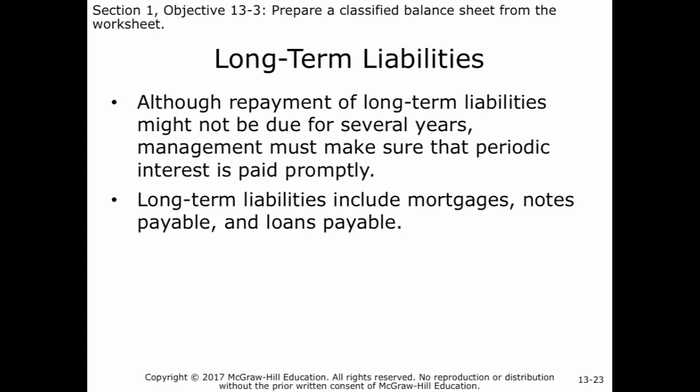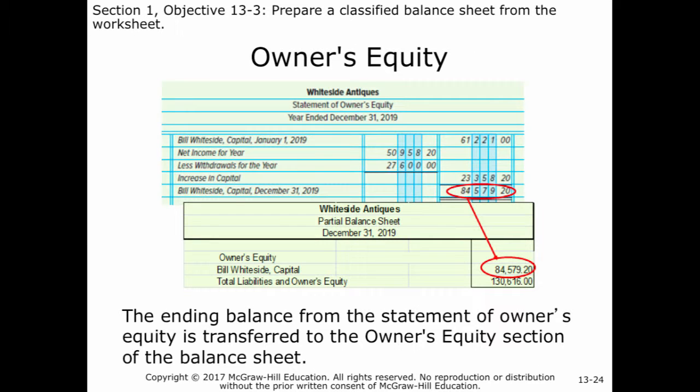Now, after current liabilities comes long-term liabilities. And remember, long-term liabilities are debts of a business that are due for more than 1 year in the future. So long-term liabilities will include such things as mortgages, notes payable, and loans payable. For this particular example, there were no long-term liabilities for Whiteside Antiques as of December 31st, 2019, so we won't have that for this particular presentation.